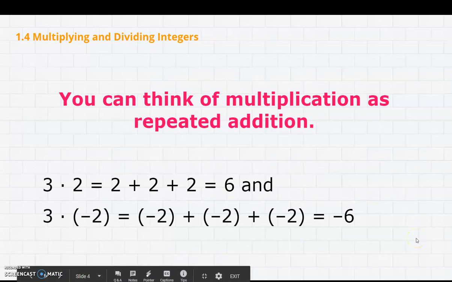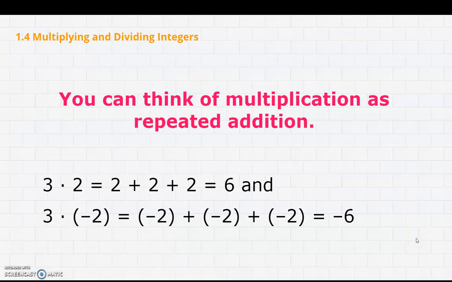So maybe back in second grade when you were learning how to multiply, you learned it as repeated addition. So when we have 3 times 2, that really means we're taking the number 2 and repeating it 3 times. So in this example, we have 2, 1, 2, 3 times. So 2 plus 2 plus 2 is 6.